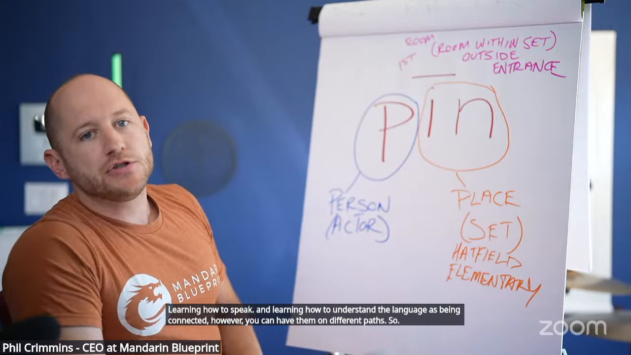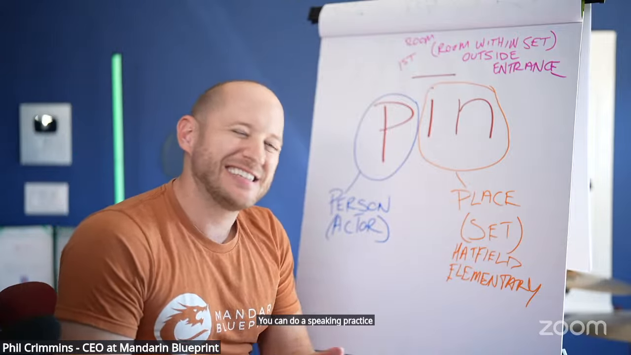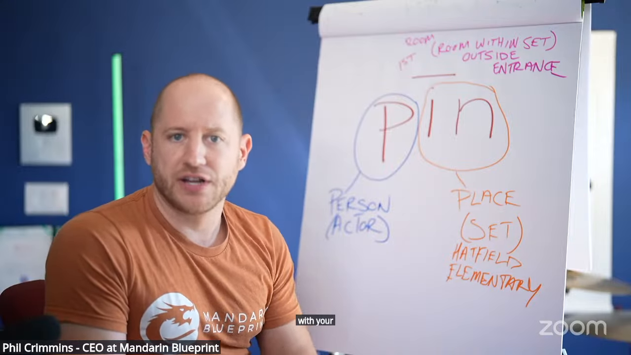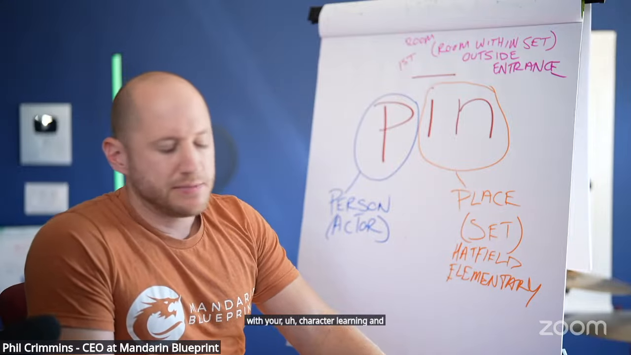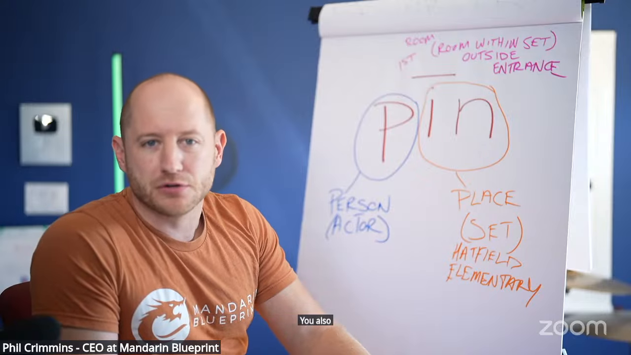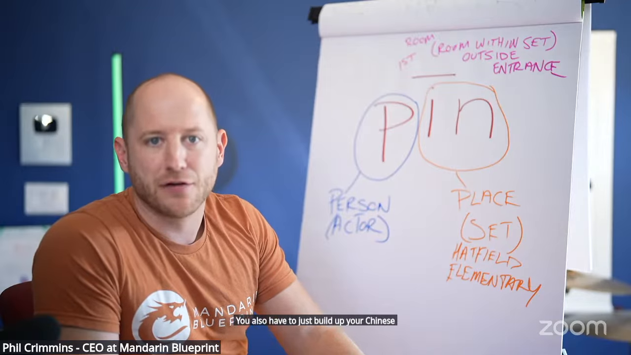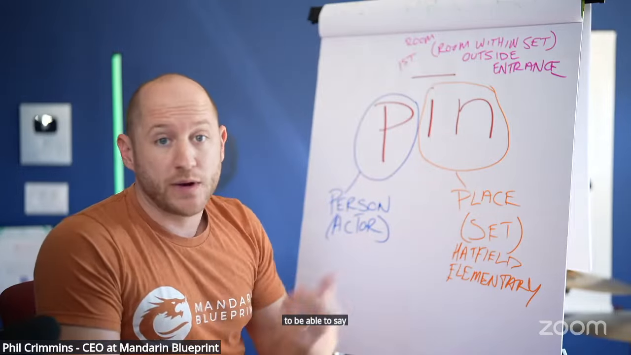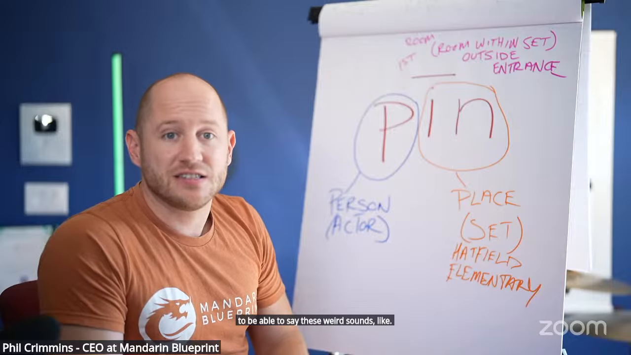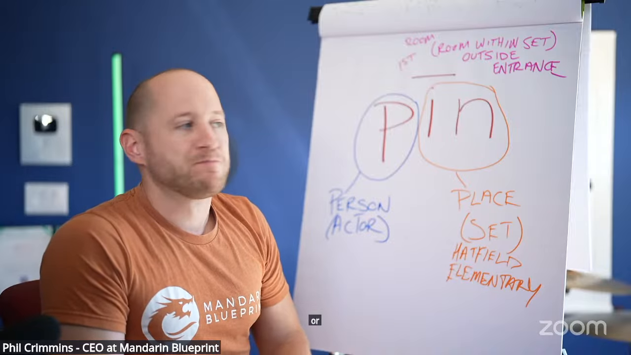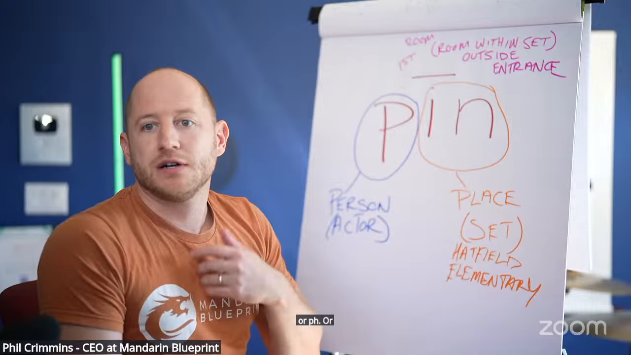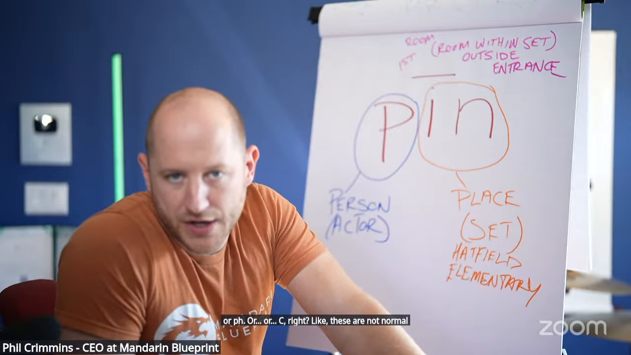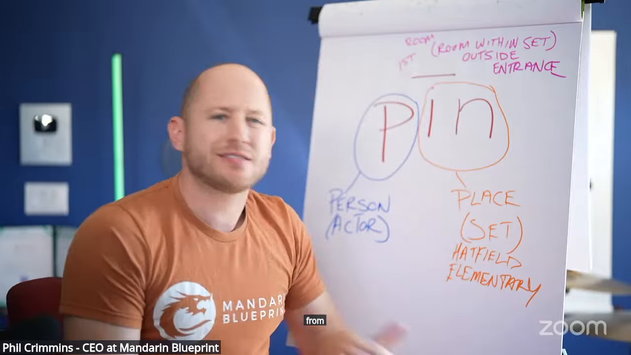So you can do a speaking practice that isn't necessarily fully linked up with your character learning and understanding practice, because you also have to just build up your Chinese mouth muscles and mouth movements. You have to train your mouth to be able to say these weird sounds like 词 or 字 or 吃 or qi, right? These are not normal sounds for people who are not from China. And so you have to train your mouth to be able to do that.